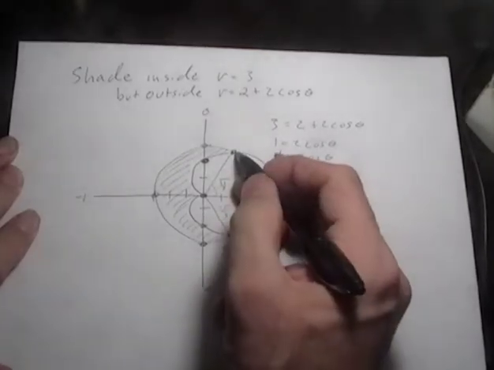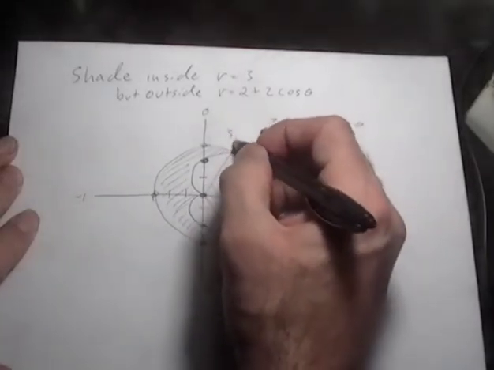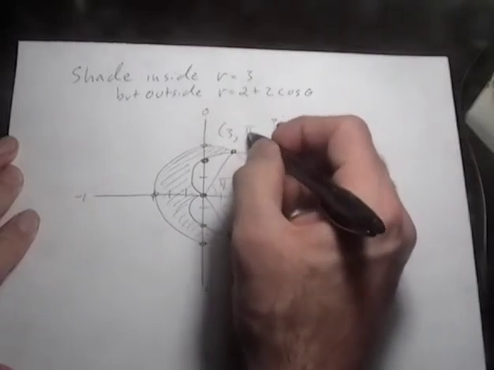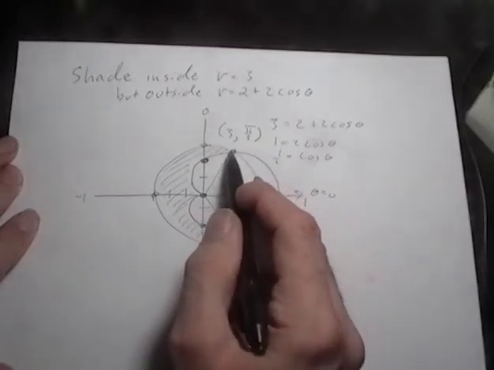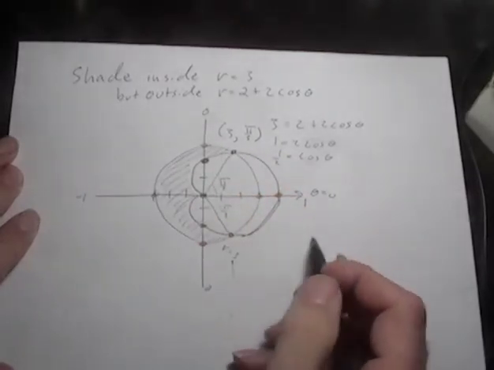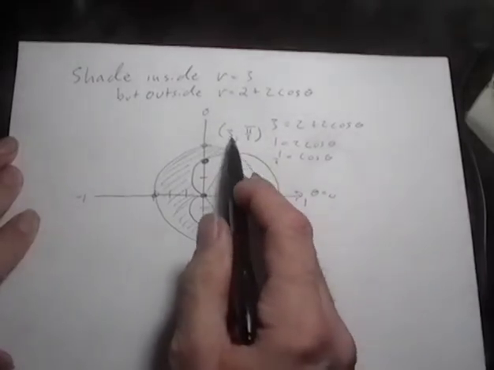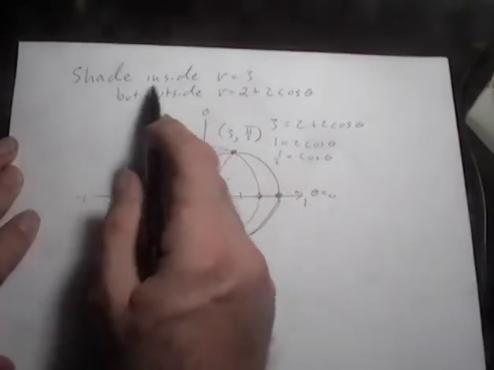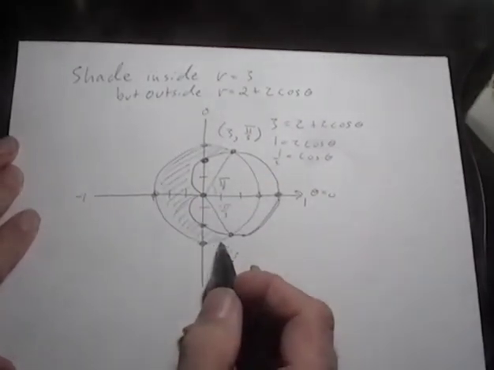So the point of intersection in the first quadrant would be the point 3, my r value, comma, pi over 3. That's going to be common to both the cardioid and to the circle. I'd only provide the intersection point if I explicitly ask for it, but this would be how you would shade an area between two graphs.